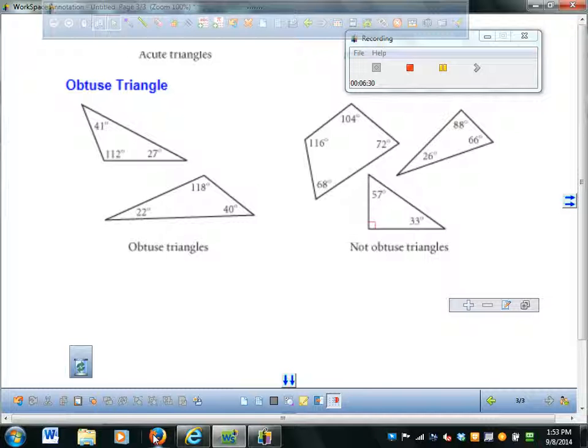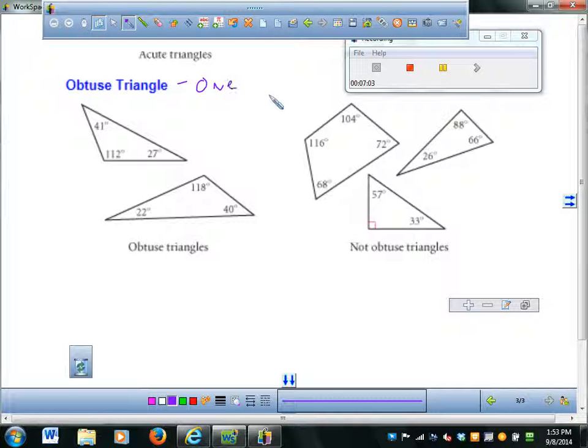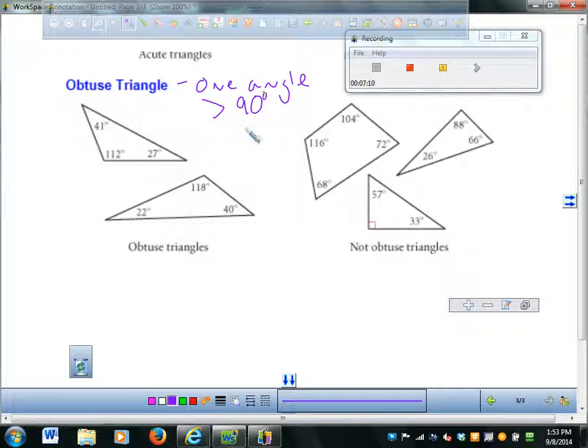It's a triangle with one angle that's more than 90 degrees. Again, I couldn't have two, right? Because then it wouldn't be able to connect. These things would go out forever. So you should write that down, or maybe you know it already. Obtuse triangle: one angle greater than 90 degrees. I know a lot of you know this already, but it's not that obvious sometimes.